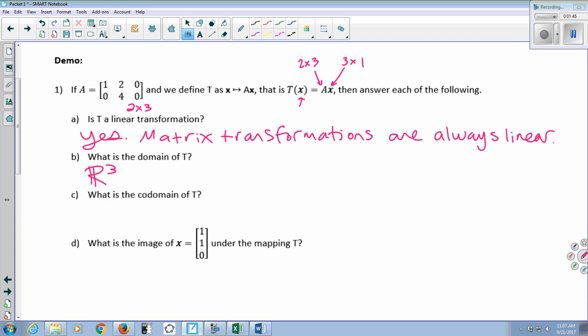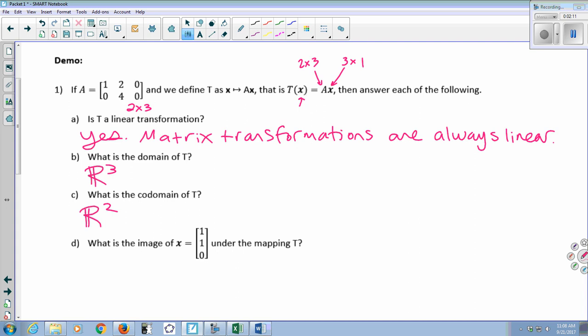What is the codomain? What do you get when you multiply a 2 by 3 times a 3 by 1? A 2 by 1. Yeah, the inner dimensions match, so you're allowed to multiply them, and the outer dimensions are the result. So the codomain is R2. So 2 by 3 times a 3 by 1 will give you a 2 by 1 vector. So your inputs are vectors in R3, your outputs are vectors in R2.